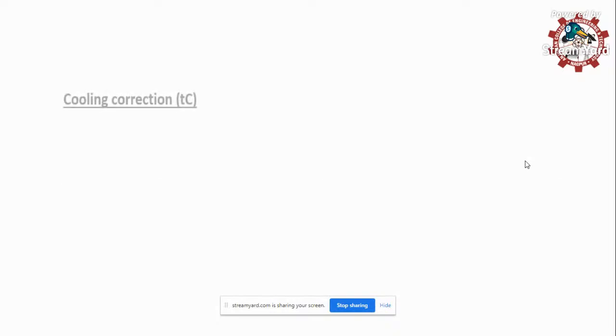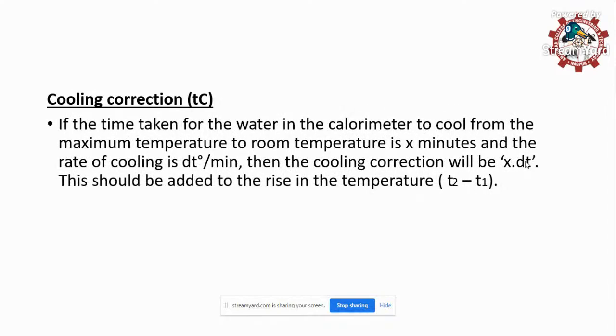Okay, next is cooling correction. See, if the time taken for the water in the calorimeter to cool from the maximum temperature to room temperature is x minutes, and the rate of cooling is dt degrees per minute, then the cooling correction will be x into dt. This should be added to the rise in the temperature, that is T2 minus T1. We need to add this. So this cooling correction is expressed in terms of degrees Celsius. Clear?